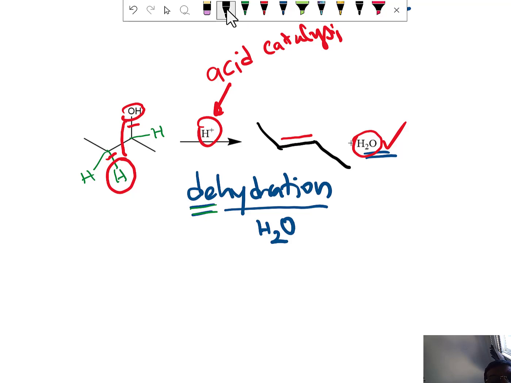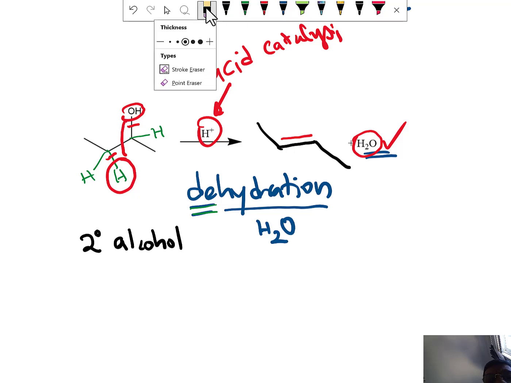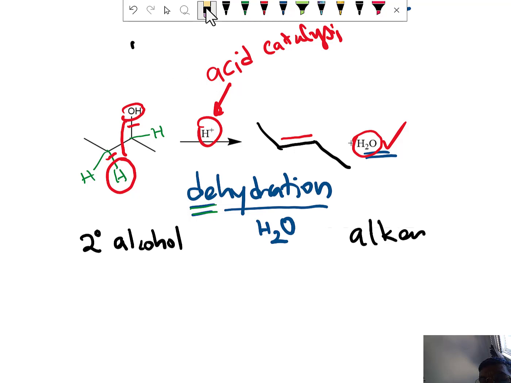So you start with the secondary alcohol and you end up with the, sorry, alkene. You end up with an alkene, right?